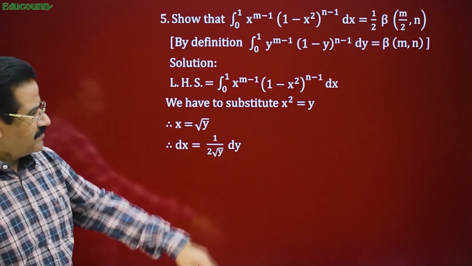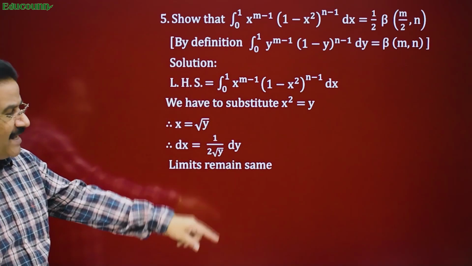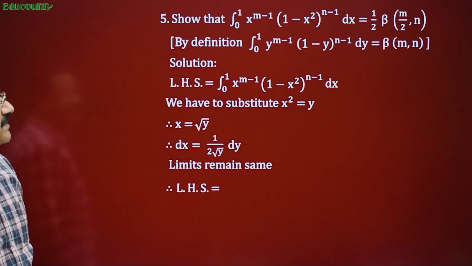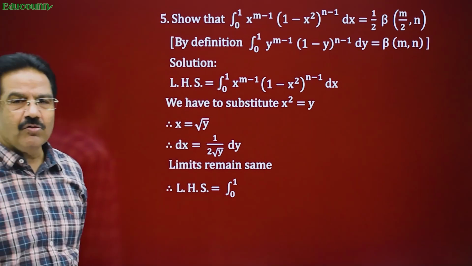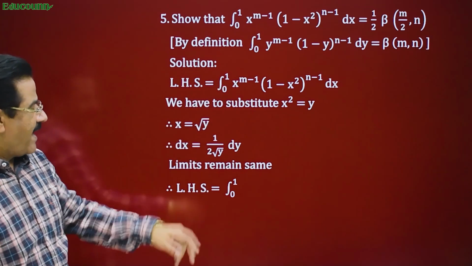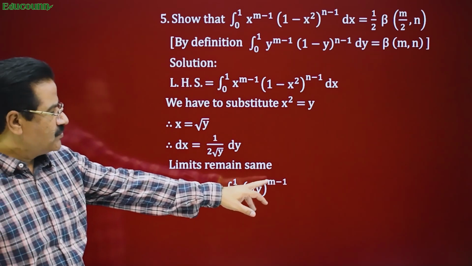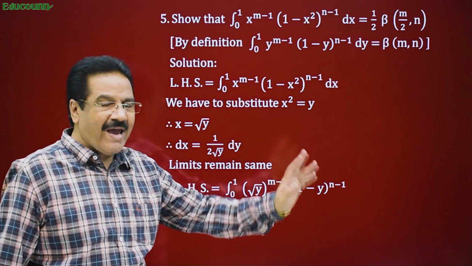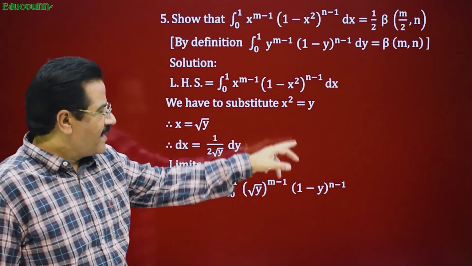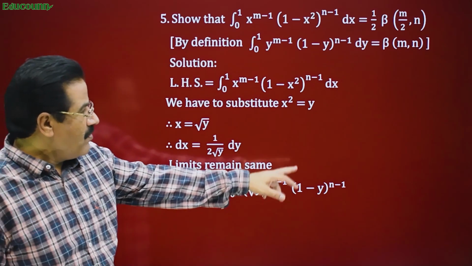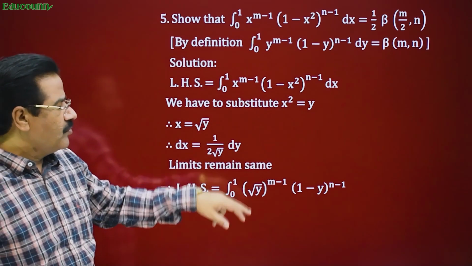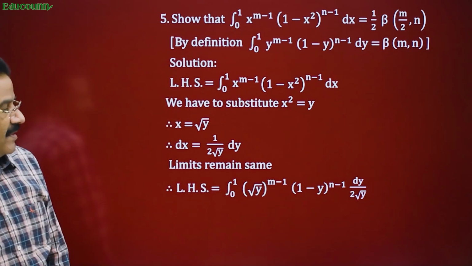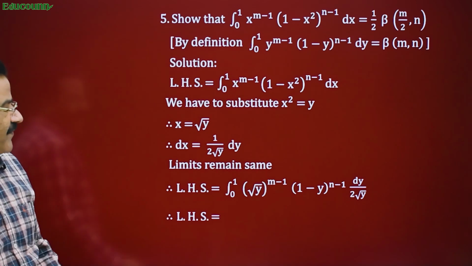And now we can do the substitution in the equation of LHS as the limits remain the same. So therefore, LHS is equal to integration 0 to 1, replace x by its value, that is root y raised to m minus 1, multiplied by (1 minus y) raised to n minus 1. See that x square is replaced by y, and now dx is 1 upon 2 root y dy. So it is 1 upon 2 root y dy. Now we are going to simplify it further.